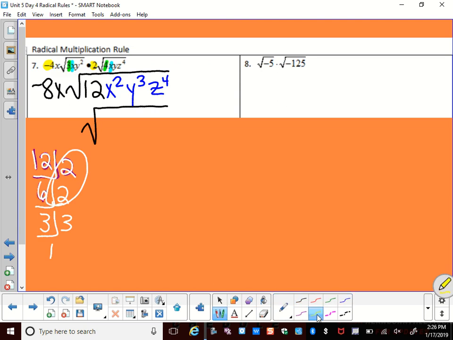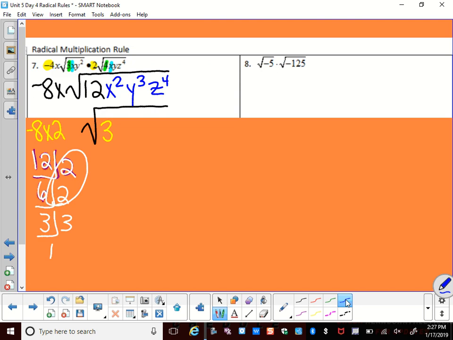Alright, on the outside, my negative 8 is already there. My x is already there. What happens to this group of 2? Does it go on the inside or outside? Outside. What happens to my 3? It goes on the inside. Good. All I did so far was just rewrite my negative 8x and simplify the square root of 12.